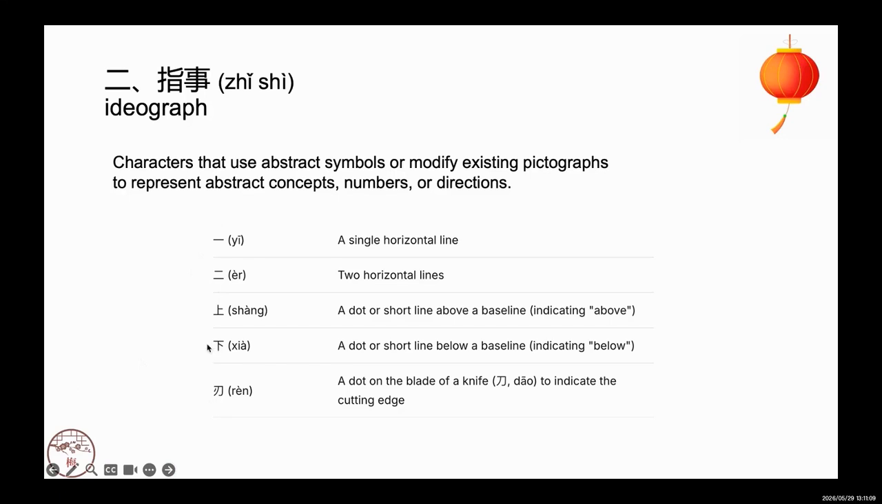Then how about the next one? It has a similar horizontal line and a similar vertical line, and beside the vertical line, there is also a dot to indicate that this is something below something. So this means below.